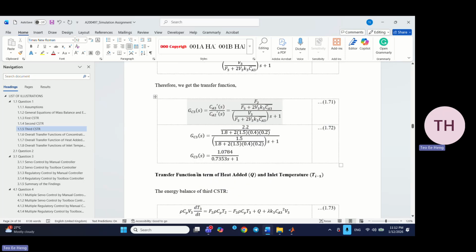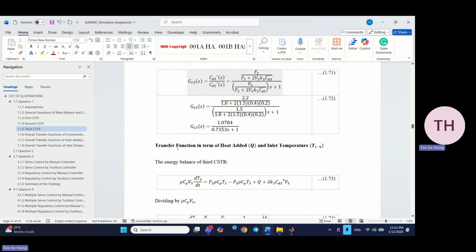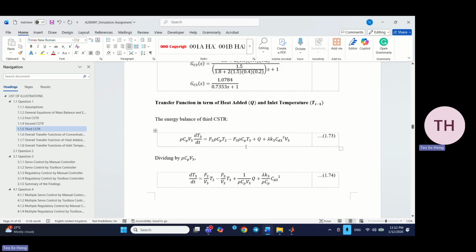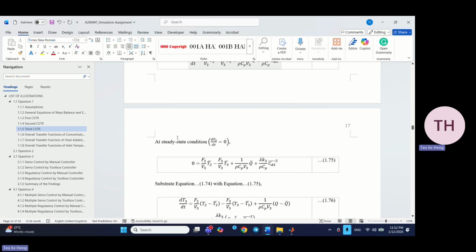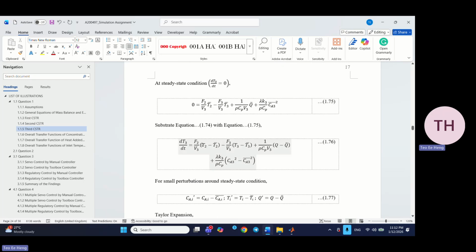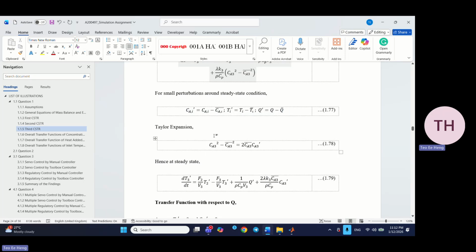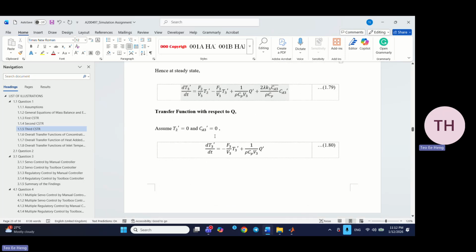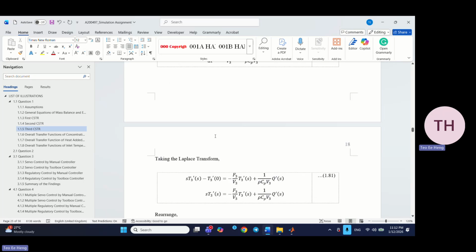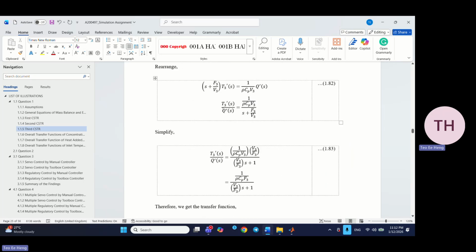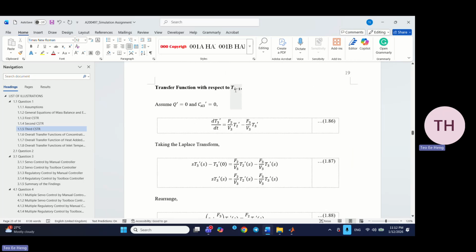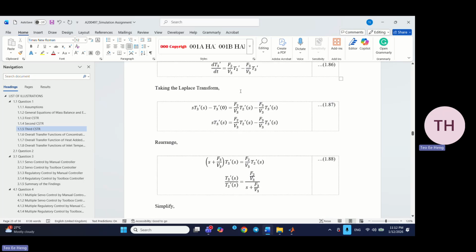Then for the energy balance, the transfer function in terms of heat added and inlet temperature at the steady state condition, we also need to linearize this equation by Taylor expansion. Then we can get the transfer functions with respect to Q and with respect to Ti minus 1.